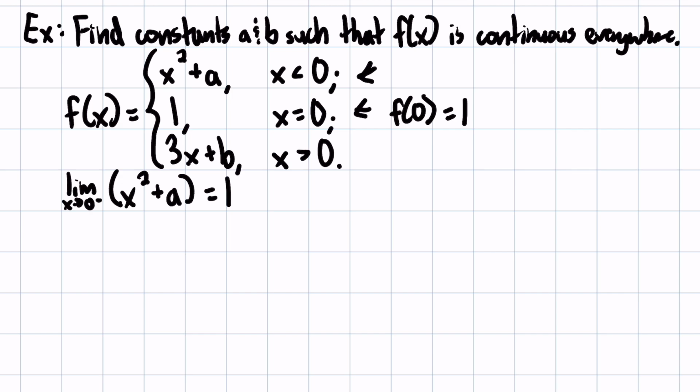It's a polynomial, so we can just do that. We have 0 plus a equals 1. That just gives us a equals 1. Awesome, so there's our first condition.